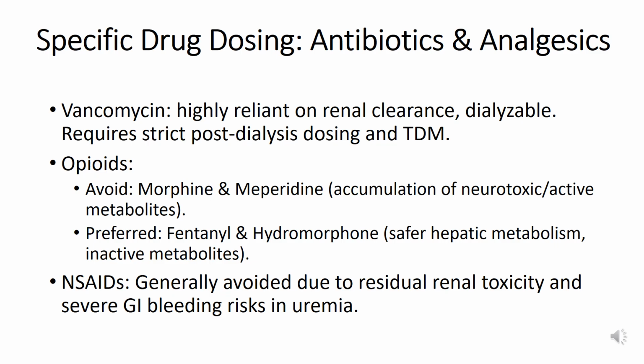In summary, drug therapy in renal failure requires careful selection and dosing. Vancomycin demands strict monitoring and post-dialysis adjustment. Morphine and meperidine should be avoided due to toxic metabolites. Fentanyl and hydromorphone are safer opioid options. Non-steroidal anti-inflammatory drugs are generally avoided because of renal and bleeding risks. Safe prescribing in end-stage renal disease always balances efficacy with toxicity prevention. Understanding these principles helps protect patients and improve outcomes in complex renal care.